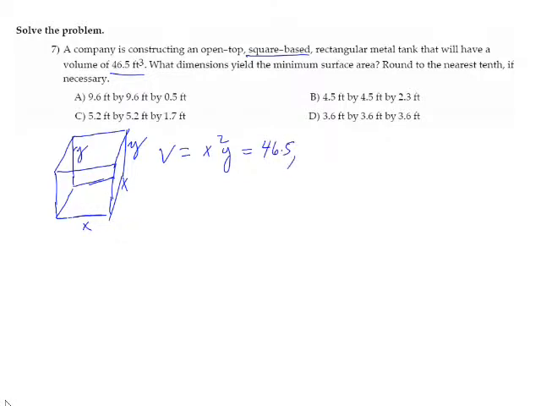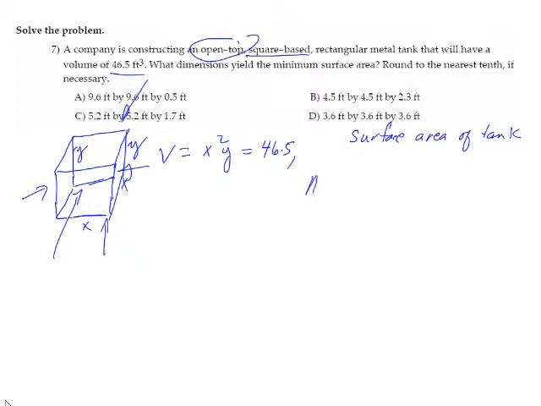Now the surface area of the tank, notice it's open at the top, so we're talking about 5 sides. That would be the left, the right, the back, and the front, and the bottom. So the surface area would be the area of the bottom, which would be X squared, plus 4 times the area of the sides, which would be 4XY.